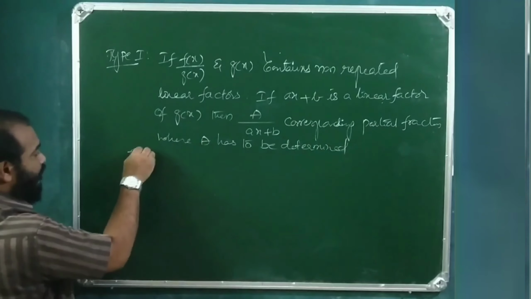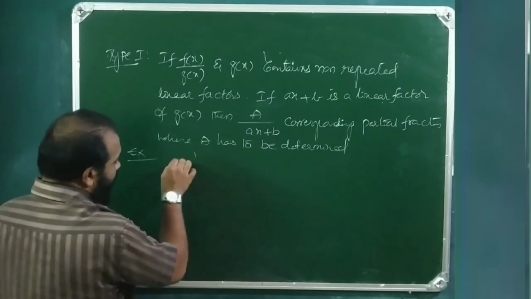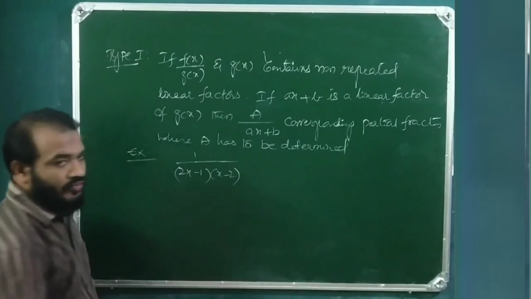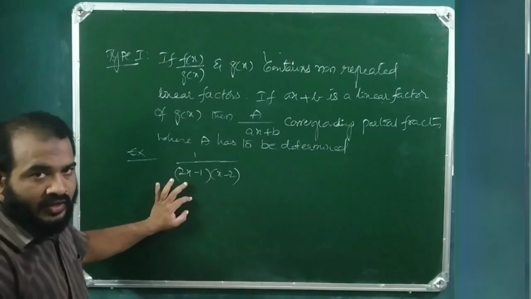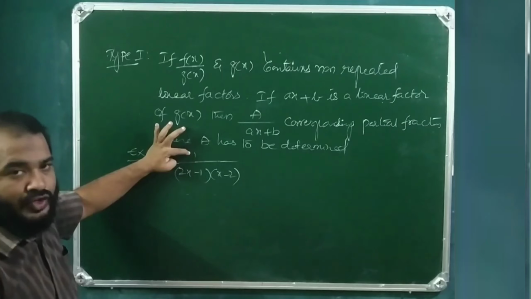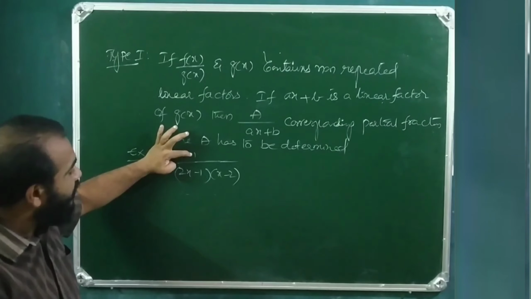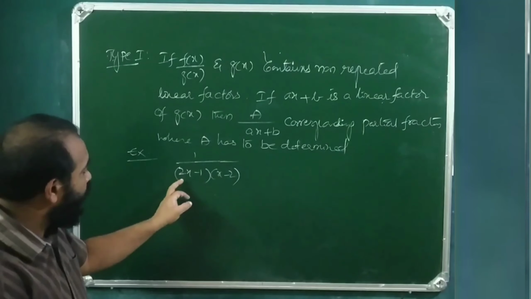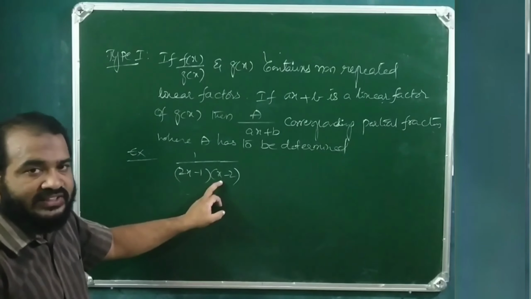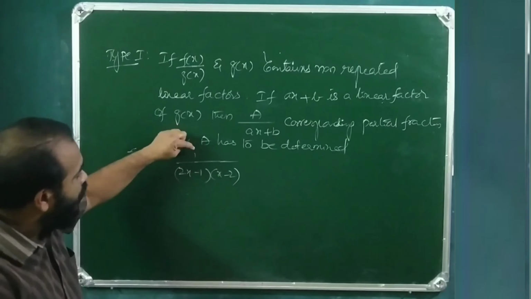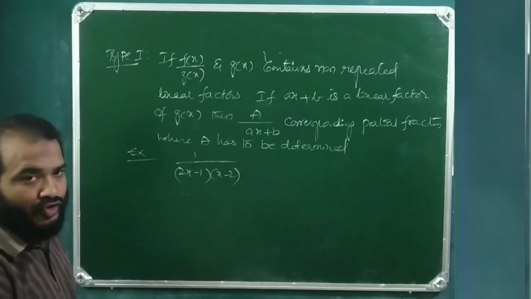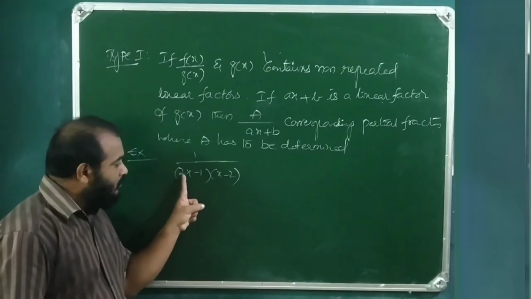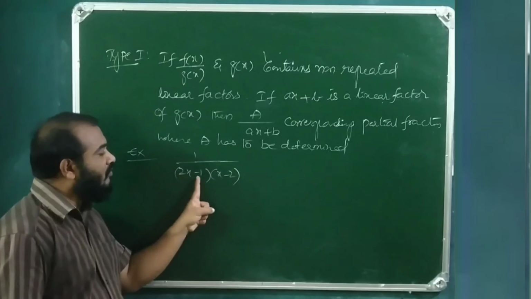So if you take an example, 1 by 2x minus 1 into x minus 2. First of all, this is of the form f of x by g of x, where for f of x, the numerator 1 can be written as 1 into x power 0. So 0 is the degree of the numerator, and 2x into x, 2x square, so 2 is the degree of the denominator. The degree of the numerator is less than that of the denominator. So this is of the form ax plus b: 2x plus minus 1, so a is equal to 2, b is equal to minus 1.